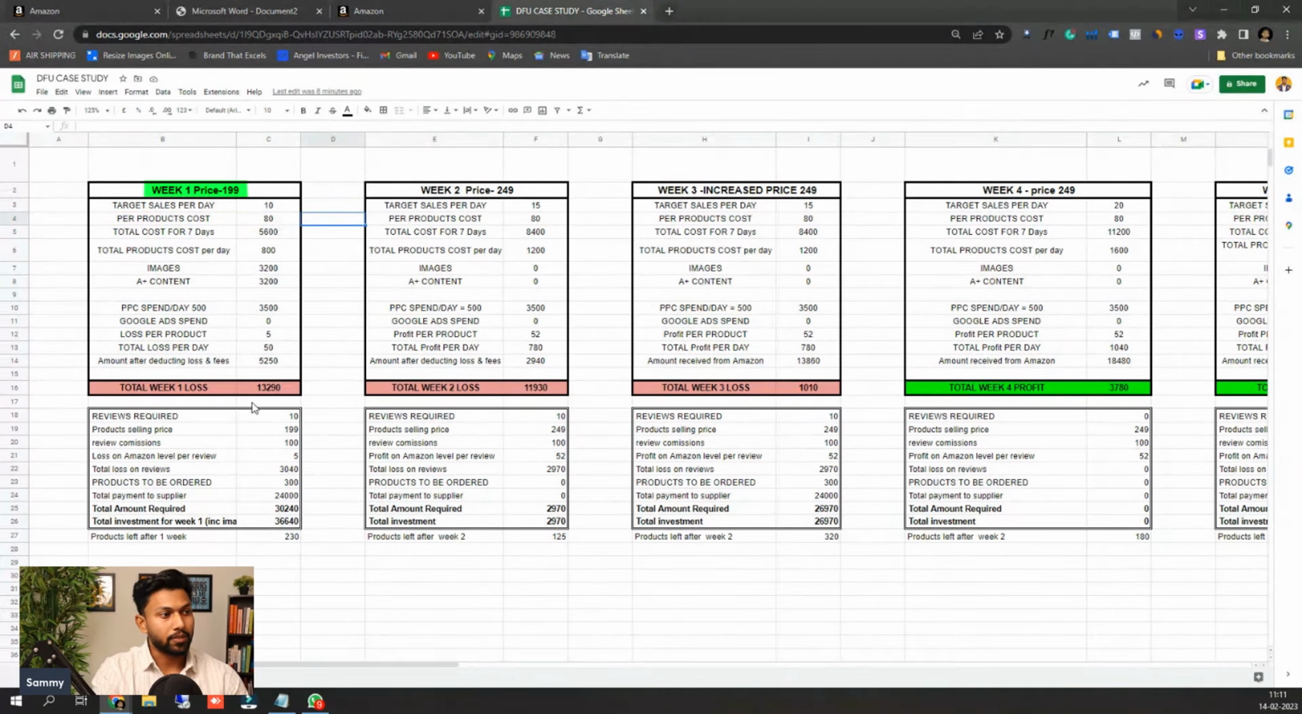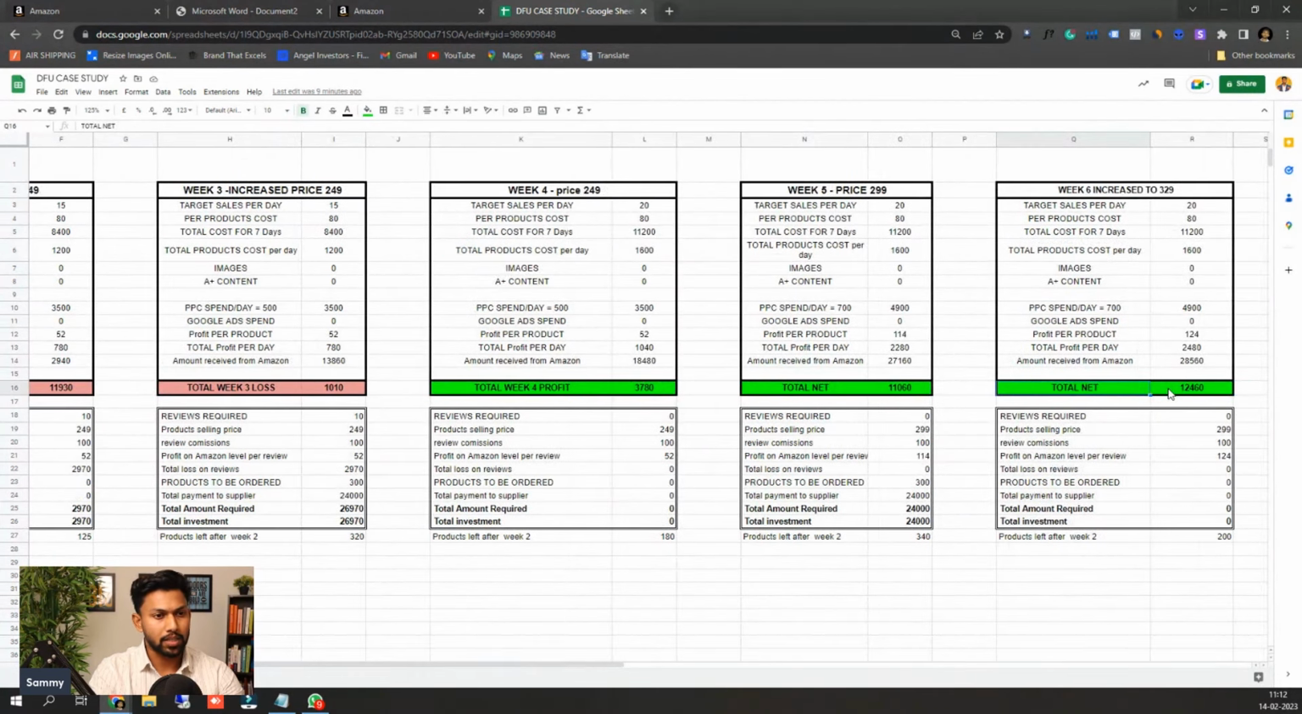Here you can see the first week loss that we predicted was around 13,000. That included the cost of the product, images, A plus content, PPC spend, and reviews as well. I'm not going to deep dive into the reviews part. On week 2 we predicted this, and on week 4 we predicted a profit of 3,780 rupees. They started with us almost when the product launched, around the first or second week of December. This is the product forecast that we can see.